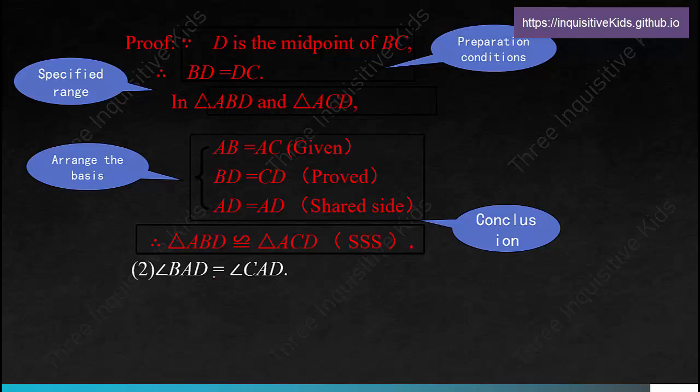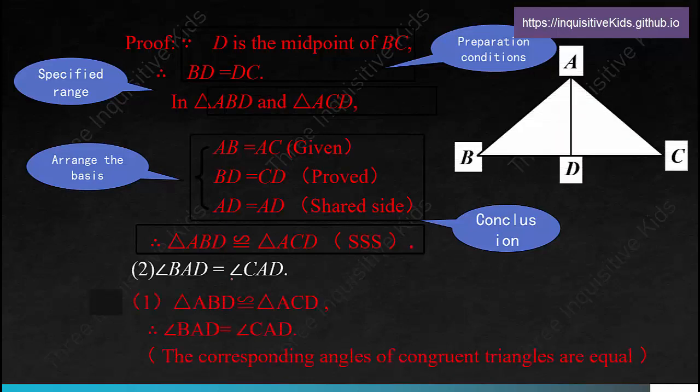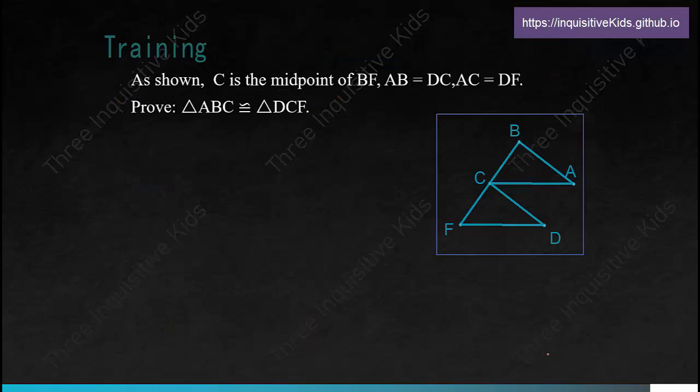Next, we have to prove if angle BAD is equal to angle CAD. We know that triangle ABD is already congruent to triangle ACD. Angle BAD has to be equal to angle CAD. The corresponding angles of congruent triangles are equal.